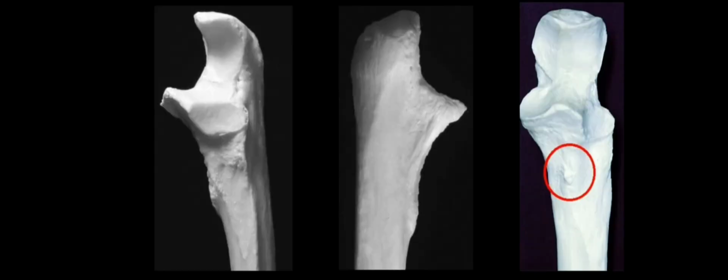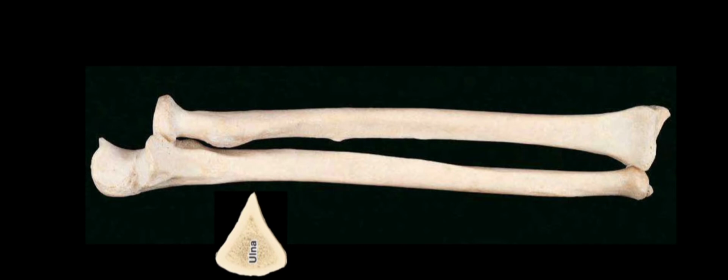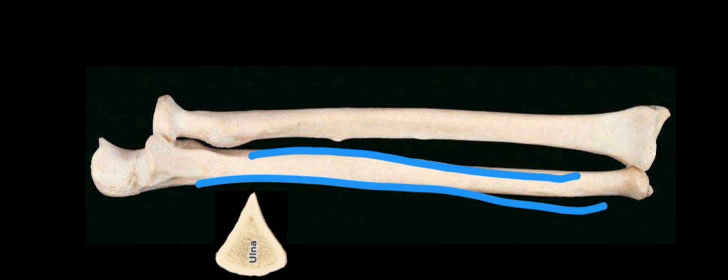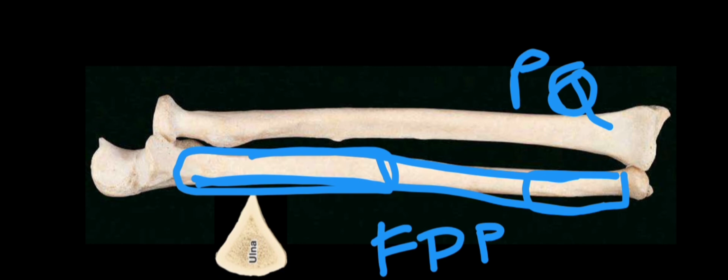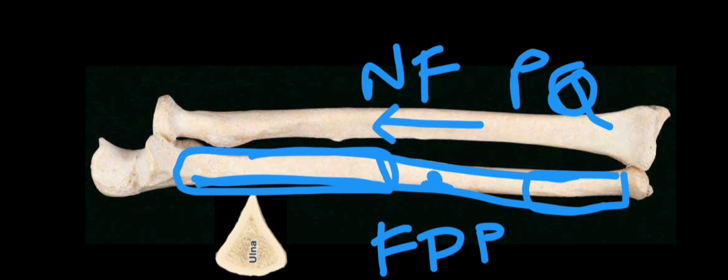Next, the surfaces. The anterior surface lies between the interosseous border and the anterior border. It gives attachment to the flexor digitorum profundus in the upper 3/4, and in the lower 1/4 it gives origin to the pronator quadratus. In the middle it has a nutrient foramen which is directed upwards, as the growing end is present at the distal end of the ulna.